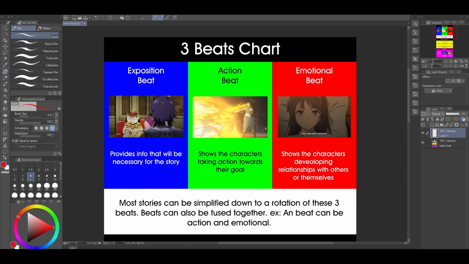And then there's the emotional beat, and this one shows characters developing relationships with others or themselves. Keywords would be like internal, emotional, personal relationships, like anything that kind of involves character development. That would be an emotional beat. Action beat is the characters moving the plot forward. Emotional beat is moving the characters forward. An exposition beat is giving the information necessary for the action beats and the emotional beats to happen.